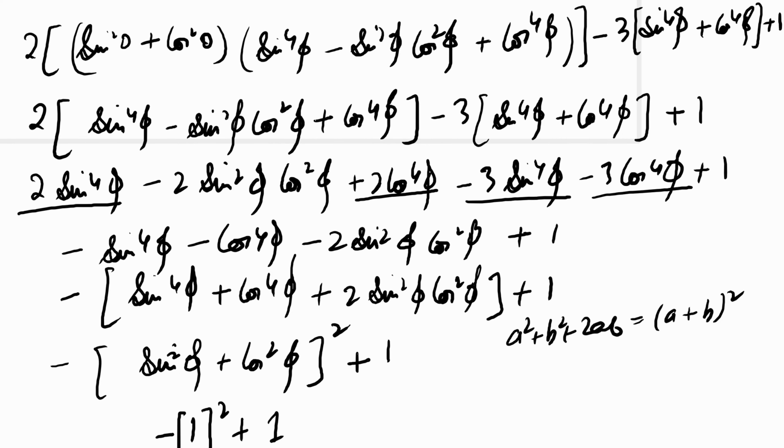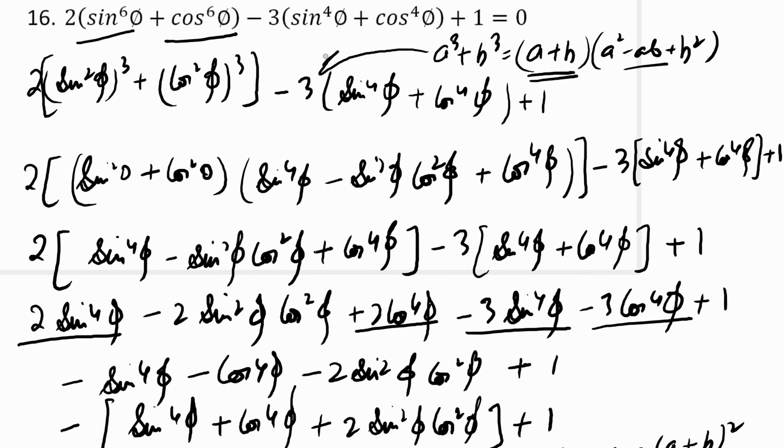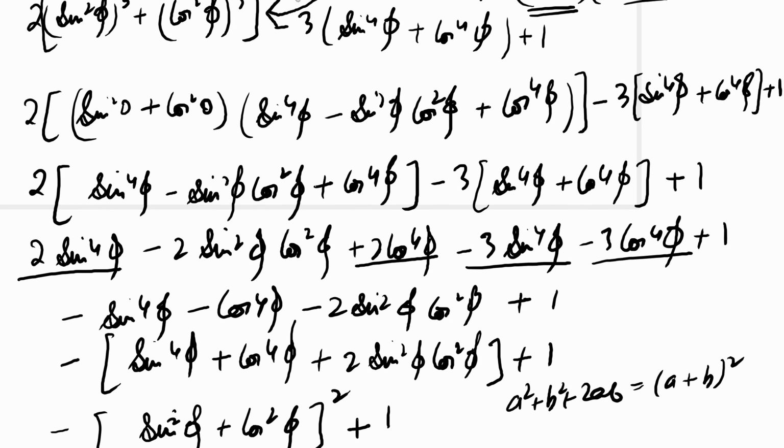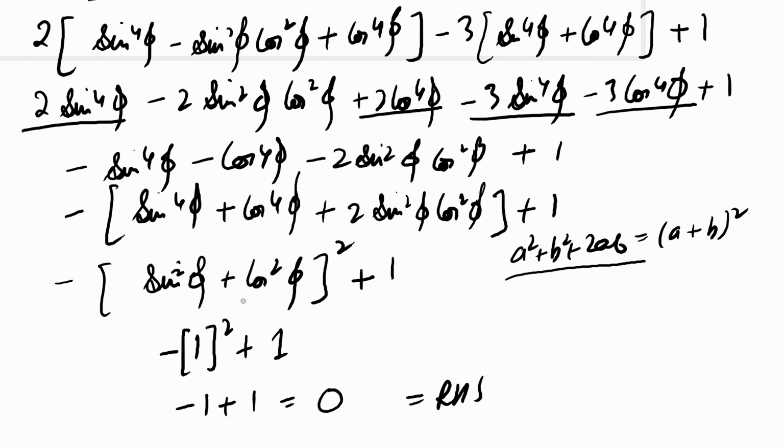Okay. Here we are using, first, a cube plus b cube to open this one. And once we have opened this, then we are applying sin square theta plus cos square theta over here. Then we are simplifying it with the remaining terms, and then we are using a square plus b square plus 2ab is equal to a plus b whole square. And then we are using sin square theta plus cos square theta is equal to 1. And then we are getting this.